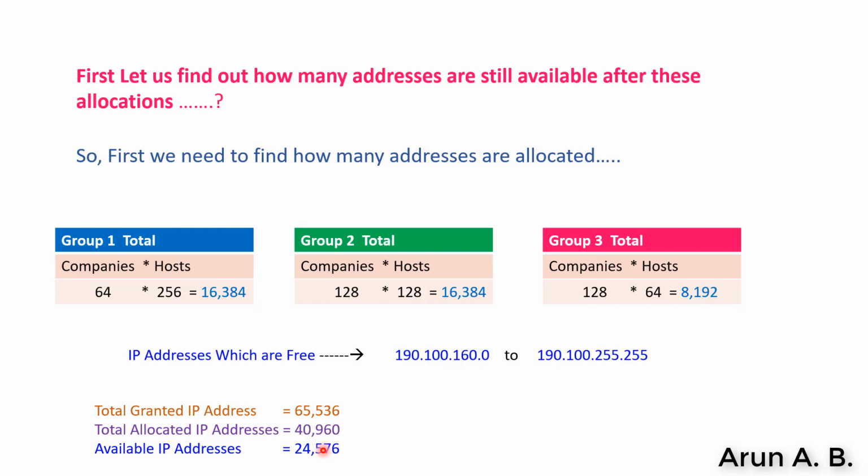So, what is the range of IP addresses which are free? You can see that the free IP addresses start from 190.100.160. Previously, our IP address last ended at 159.255. Therefore, the very next IP address is 160.0 and it will go up to 190.100.255.255. So in this range of IP addresses, we have 24,576 freely available IP addresses. So this is the answer for the question. That is, 24,576 IP addresses are freely available.